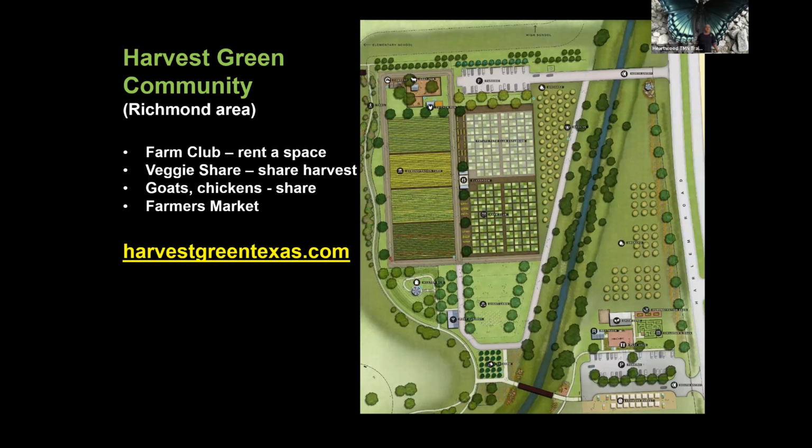So I was pretty impressed with this. And I think this is becoming, they call them agri-hoods. So it's becoming more common. I mean, it's not super common right now, but it's becoming more looked at. They also have farmers markets, things like that.